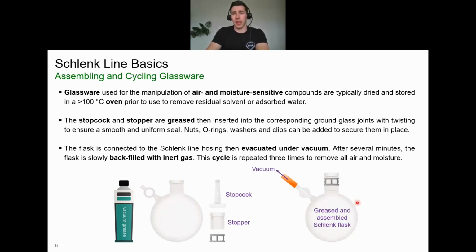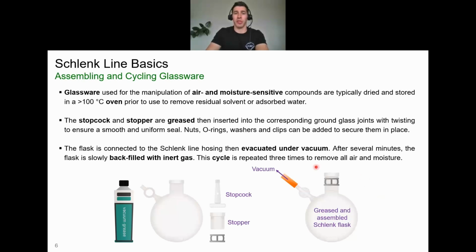And once your flask is assembled and connected to the Schlenk line hosing, we place that under vacuum. Now, if you've done that fairly quickly after removing the glassware from the oven, then of course it will stay hot for quite some time. So the first cycle may be between 5 and 10 minutes. But if it's a smaller flask that cools down quickly and has less volume, then even several minutes for the first vacuum should be sufficient.